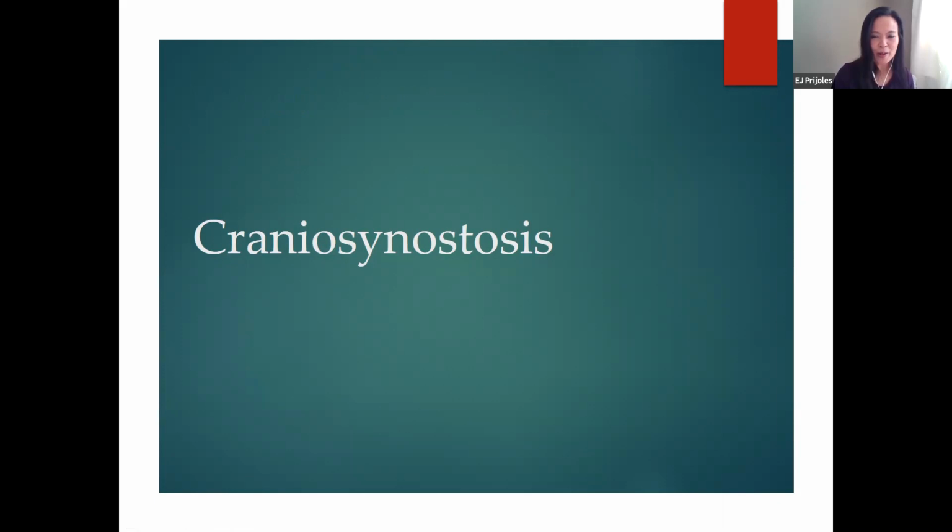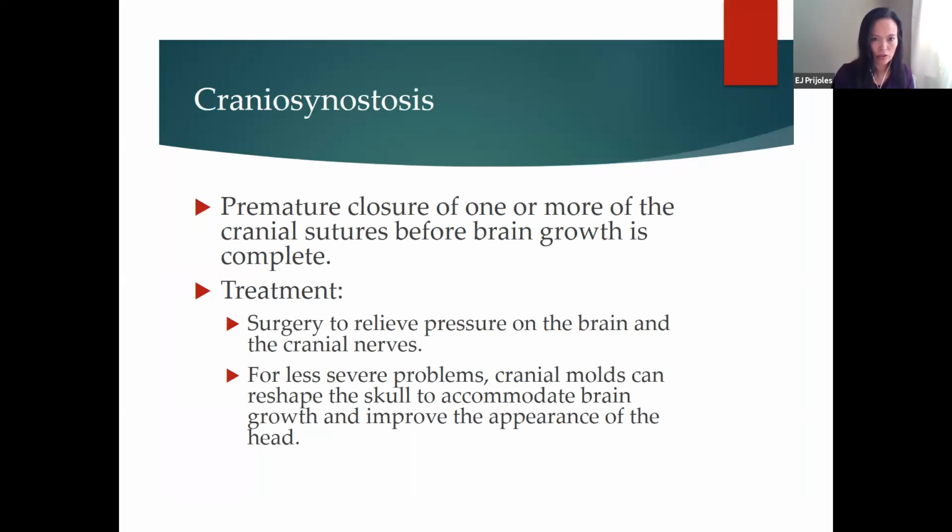All right, moving on to craniosynostosis. Again, a syndrome that may be recognized in terms of anomalies of the facial features and potentially extremities. So craniosynostosis is premature closure of one or more of the cranial sutures before brain growth is complete. And treatment often involves surgical consultations and potential cranial molds.